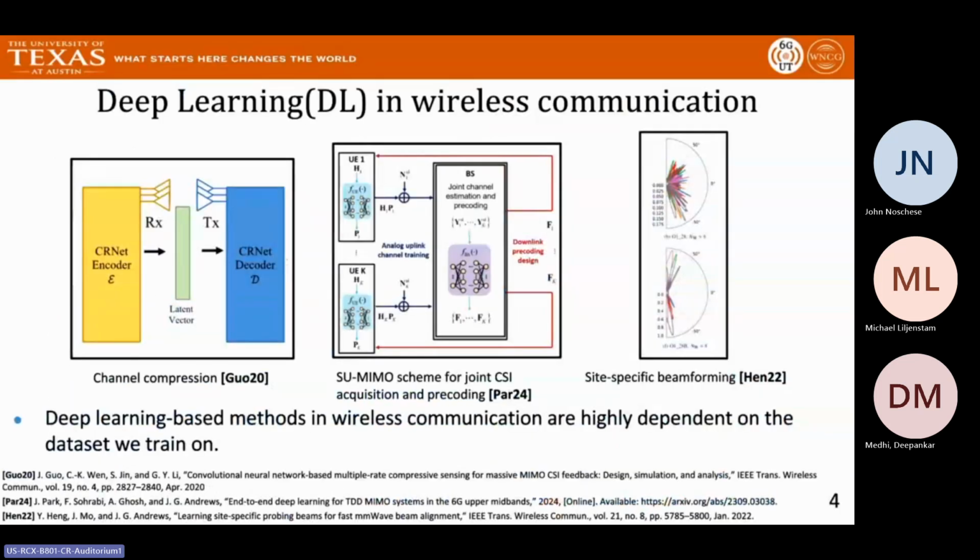Yeah, so there are a lot of deep learning use cases in wireless communication. As you can see here, such as channel compression, and also the second one is a little bit complicated, but like single user MIMO scheme for joint CSI acquisition and pre-coding and site-specific beamforming. These will be talked about later also. So the deep learning based method is already a research area in wireless communication. And one specific characteristic is that they are highly dependent on the data set that we train on.